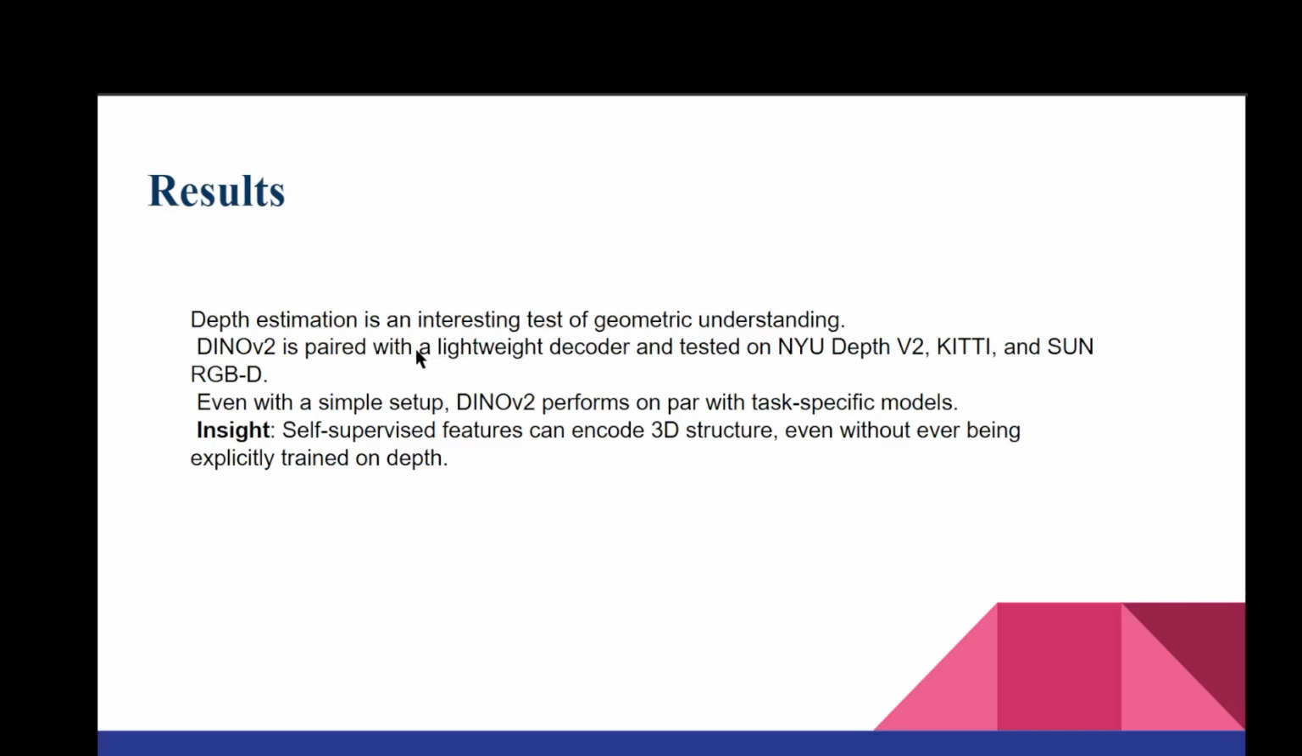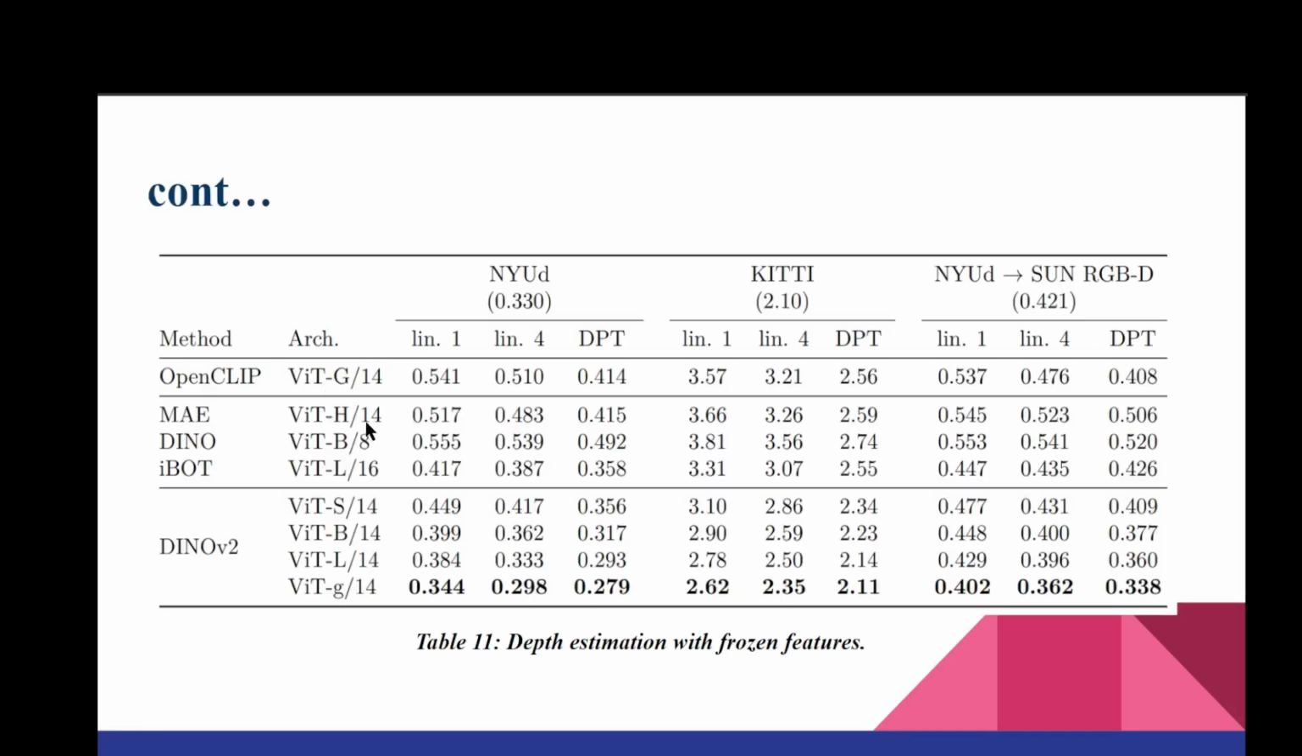Now for depth estimation, it was tested on NYU Depth V2, KITTI and SUN RGB-D. Mostly DINOv2 performs on par with task-specific models, and the key takeaway is its self-supervised features can encode 3D structure even without ever being explicitly trained on depth. And these are the results of the depth estimation with frozen features. So here you can see it is almost equally on par with the SOTA models.